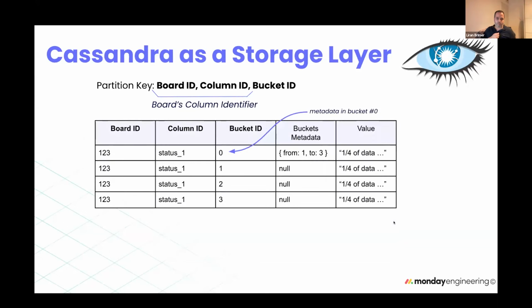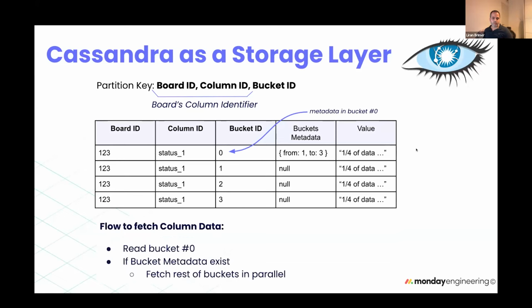However, if the column is big, for example 4 megabytes, we split the data into 4 different partition records. So now in the first bucket, bucket 0, we'll have a bucket metadata pointing us to where the rest is located, in this case in buckets 1, 2, and 3. Now each partition contains a quarter of the data. So basically the flow is very simplistic. We read bucket 0. If there isn't any bucket metadata, we know we have everything. But if there is bucket metadata, then we fetch all the rest of the data in parallel.